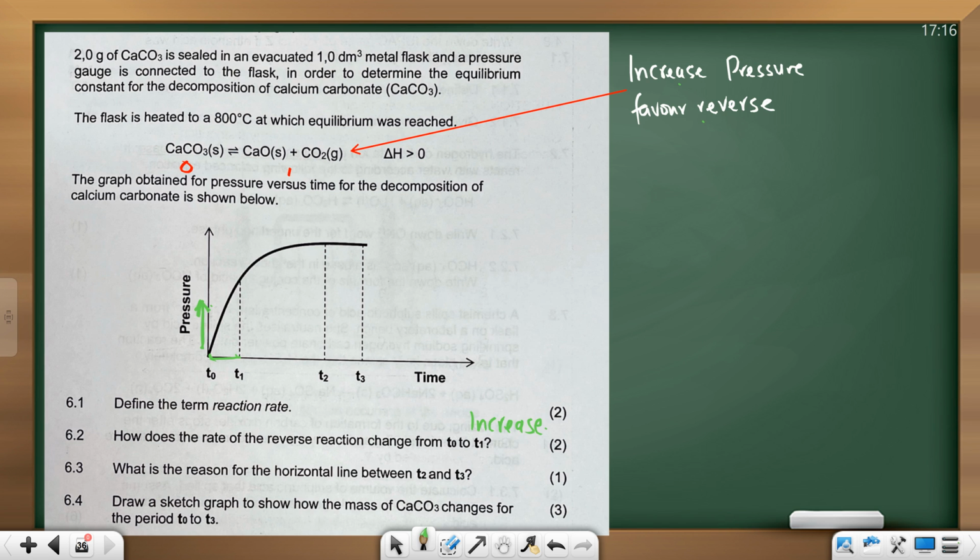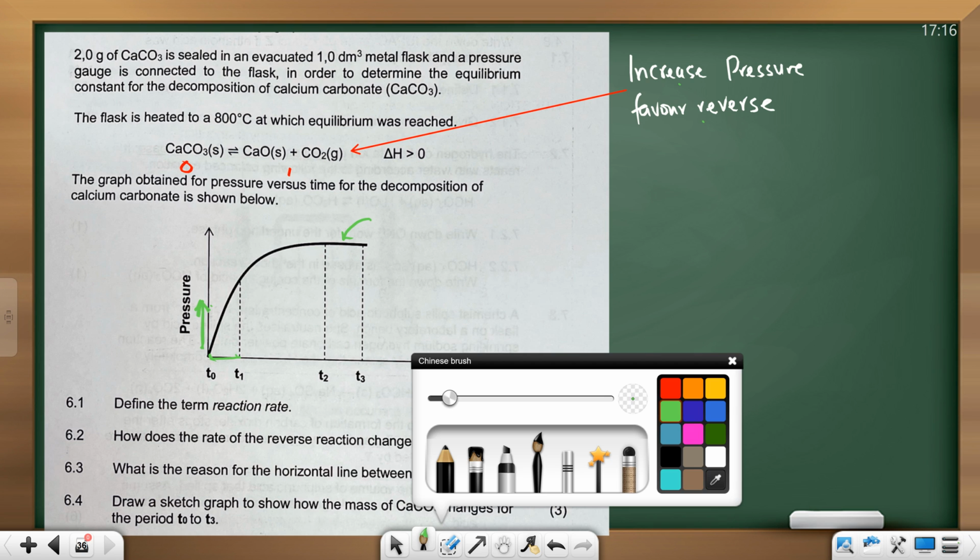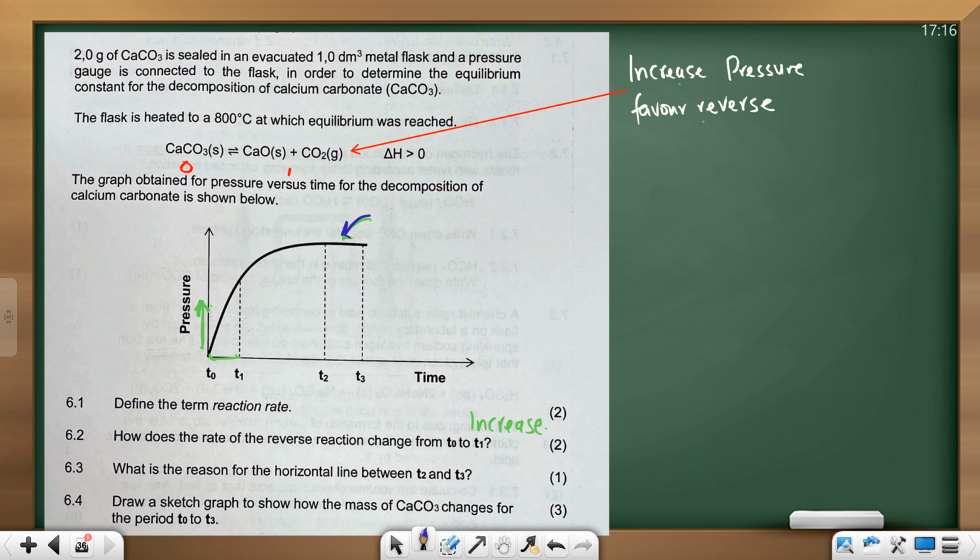Number 2, what is the reason for the horizontal lines between T2 and T3? Chemical equilibrium. Just say chemical equilibrium. What type of equilibrium? You can either say dynamic equilibrium or chemical equilibrium. Please say chemical. If I'm your teacher, I'll give you a 0.